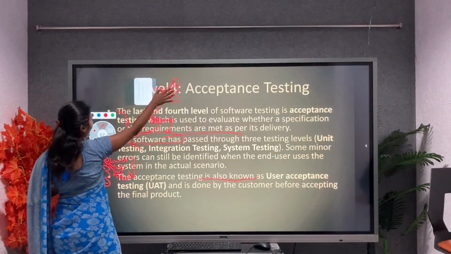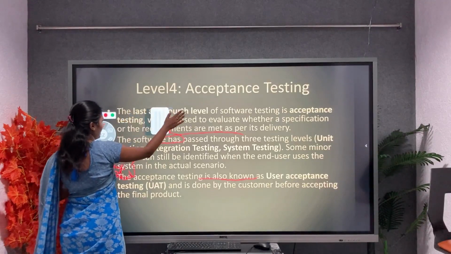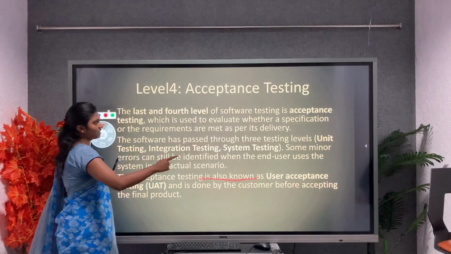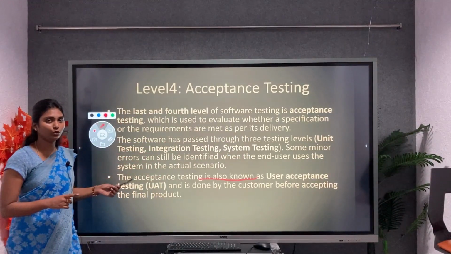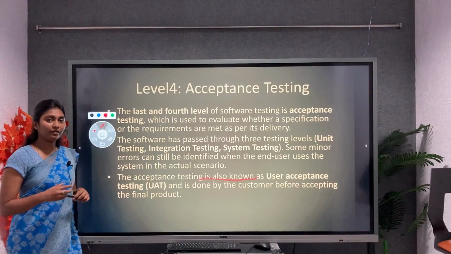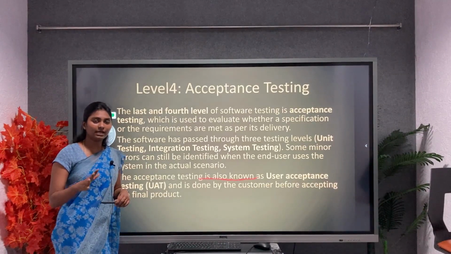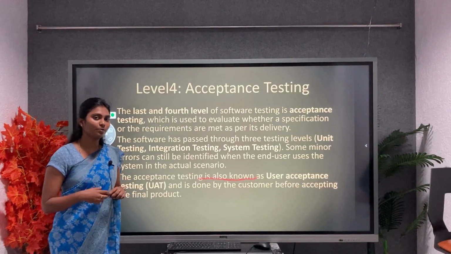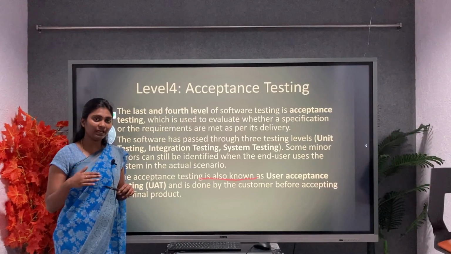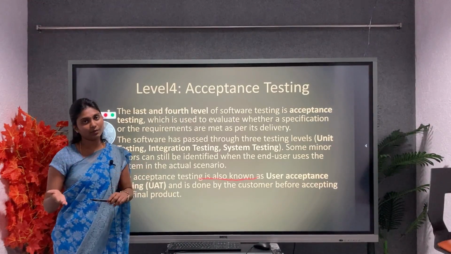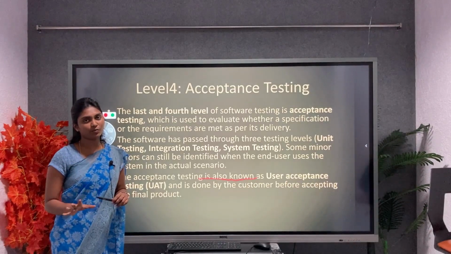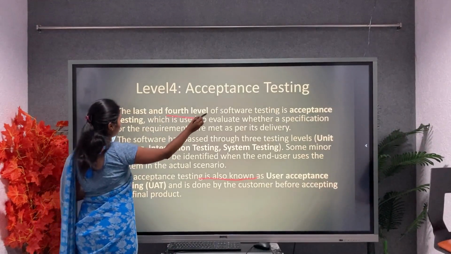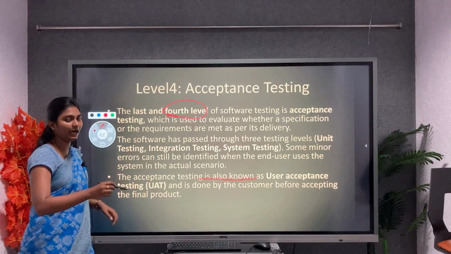Next one is acceptance testing, which is the fourth phase of levels of testing. This acceptance testing is the responsibility of the user, or customer. When we develop the project completely, the developer will release it to the market. Who is responsible for the project? After releasing into the market, the user is responsible for that particular product. So the fourth level defines acceptance testing, which is the user's responsibility.